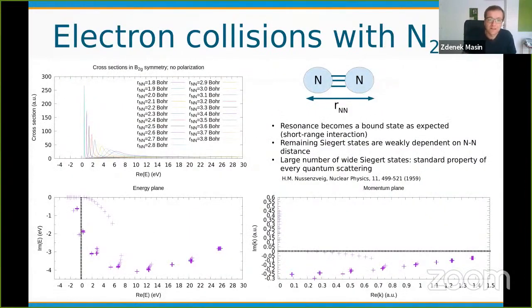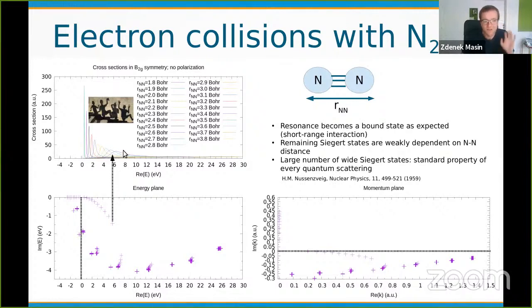So let's have a look at the collisions with N2. So here I'm showing you several plots. On top left, you see the cross sections for the scattering symmetry where the pi star resonance appears. And the cross sections are calculated as a function of the bond length. And on the bottom, you see the Siegert states as a function of the bond length in the complex energy plane. And the horizontal axis is aligned with the cross sections so that you see how the points correspond to what you see there. So this is basically these, as I was saying, these shadows that we see.